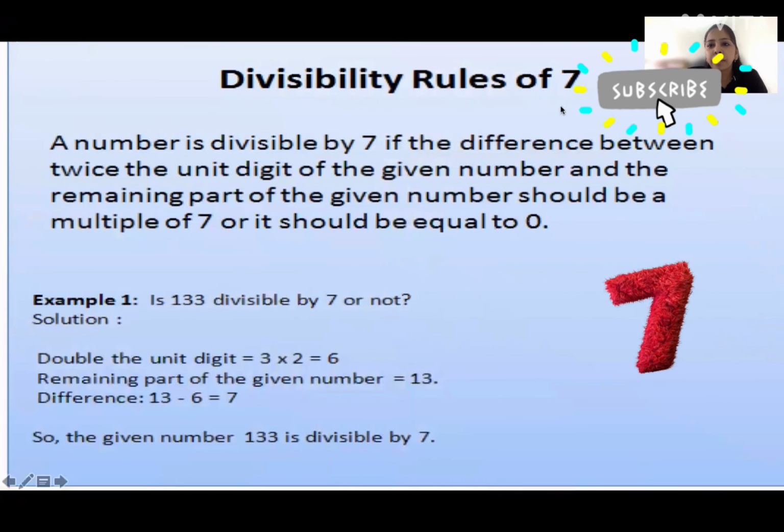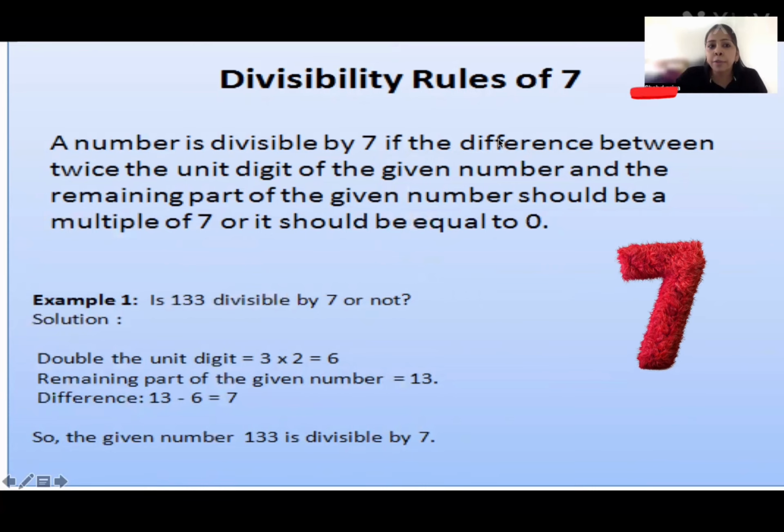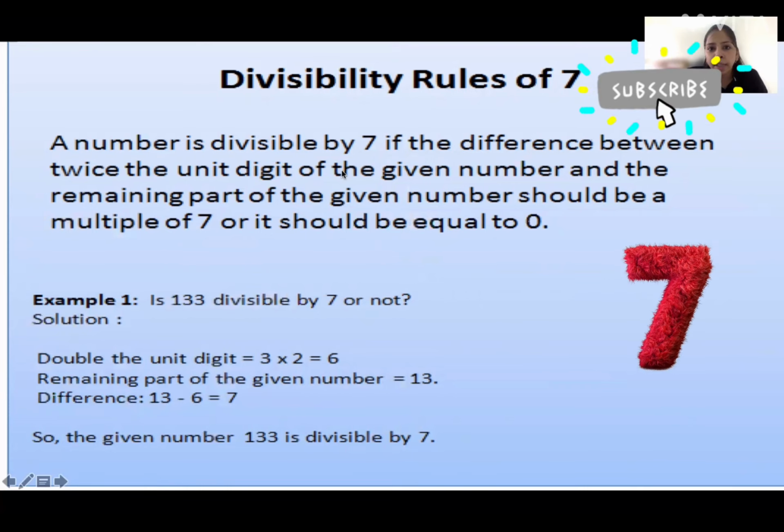Next one is divisibility rules of 7. A number is divisible by 7 if the difference between twice the unit digit of the given number and the remaining part of the given number is a multiple of 7, or it is equal to 0.